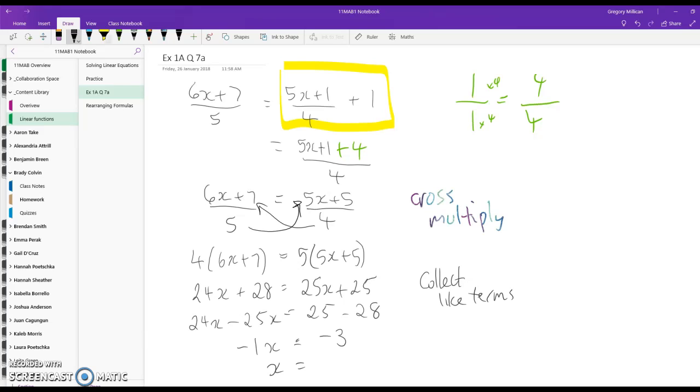Divide both sides by negative 1. X equals 3. And we're done.